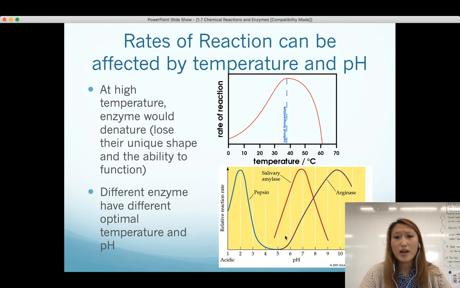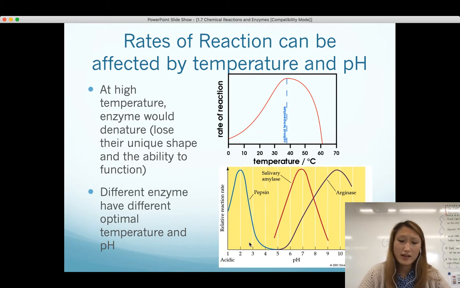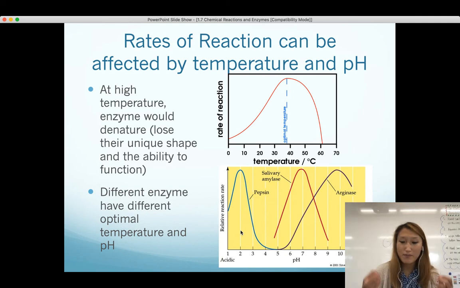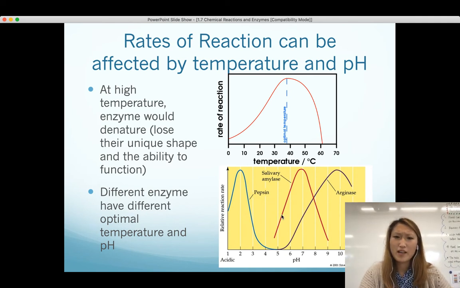So if you look at the bottom picture, pH is how acidic a solution is, like how much acid there is versus base. pH is also something that affects the shape of an enzyme. So every single enzyme has an optimal pH where the enzyme shape is optimal, where you can form a ton of product in a certain amount of time.